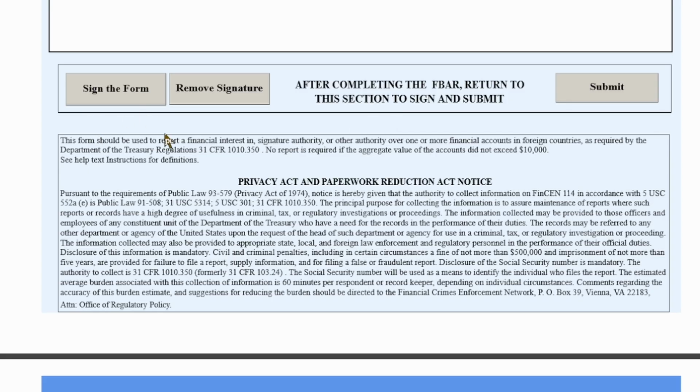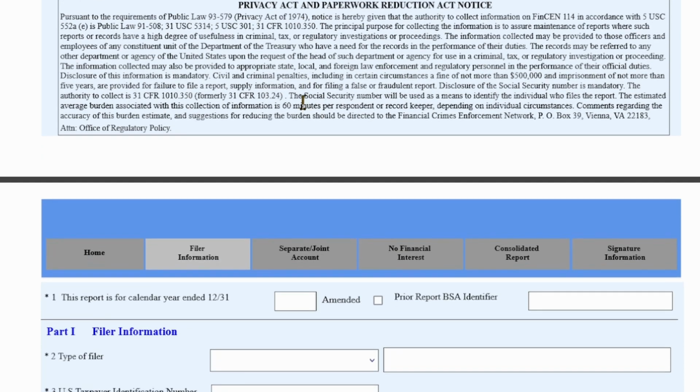Okay, if you scroll down a little bit under that, it says sign the form, remove the signature, submit, which doesn't make a lot of sense because it should be at the bottom of the form when you're finished with everything. So it's a bit confusing, but do not click on any of this yet. So I'll scroll down some more.